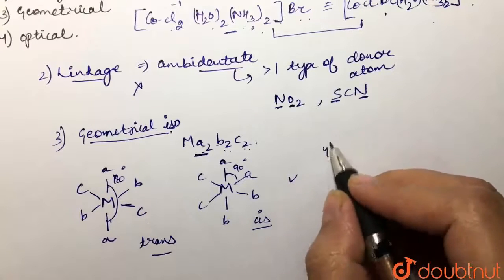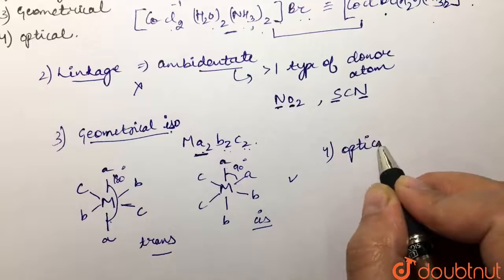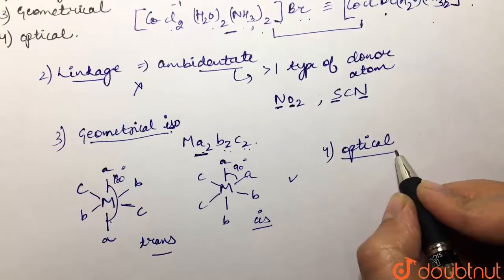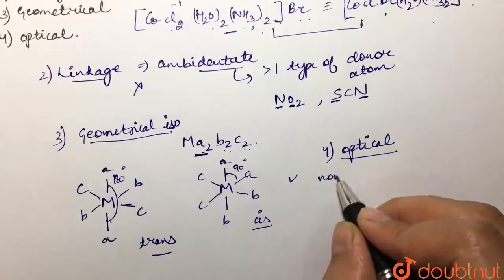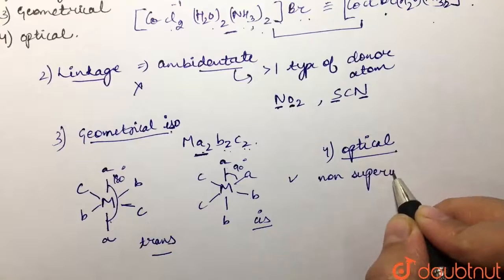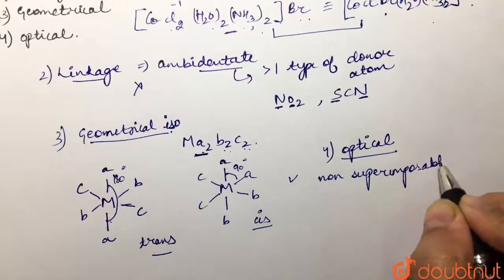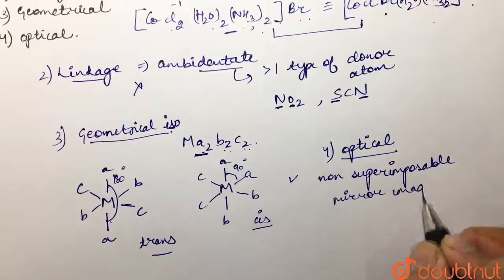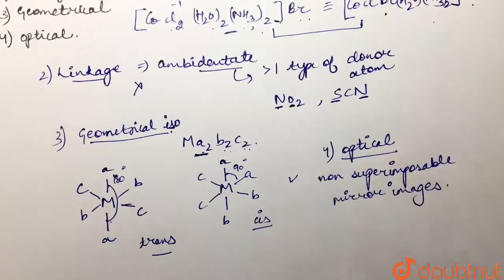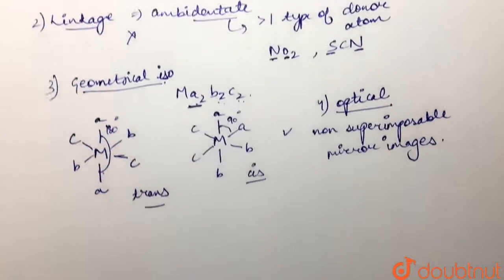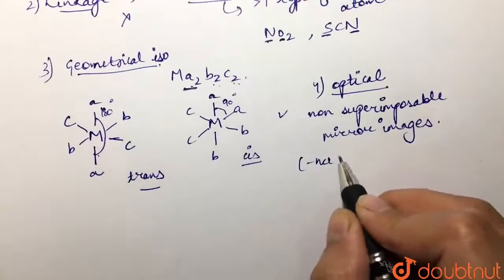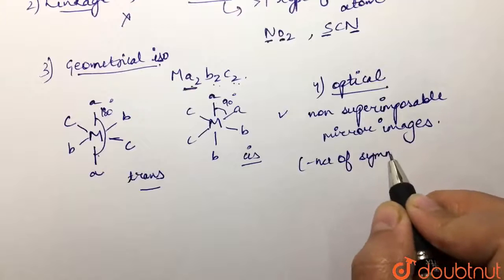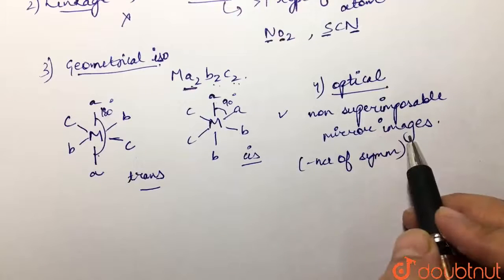Then the fourth option is optical. In case of optical isomers, we have different spatial arrangements which have non-superimposable mirror images. For this there should be an absence of symmetry in our complex. Only then are we going to have non-superimposable mirror images, and hence optical isomerism is possible.